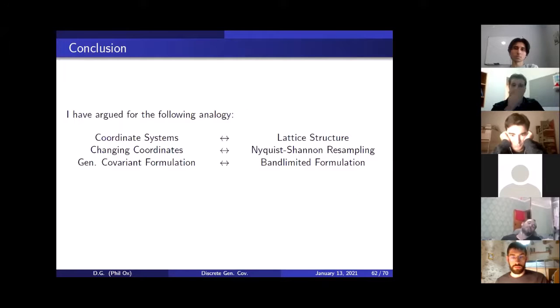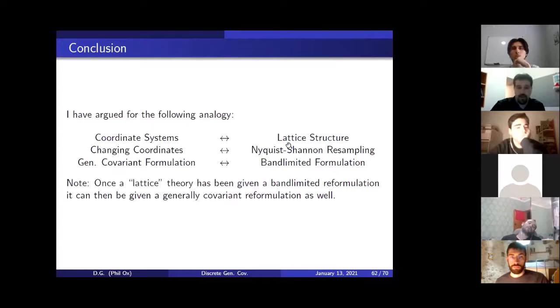Right. So what I think I've successfully argued is that we have this analogy that coordinate systems are analogous to lattice structure, right? Changing coordinates is just like Shannon-Nyquist resampling, and a generally covariant formulation is just like a band limited formulation. I think this carries over fairly well. And once we've given our lattice theory a band limited reformulation, we can then give it a generally covariant reformulation as well.